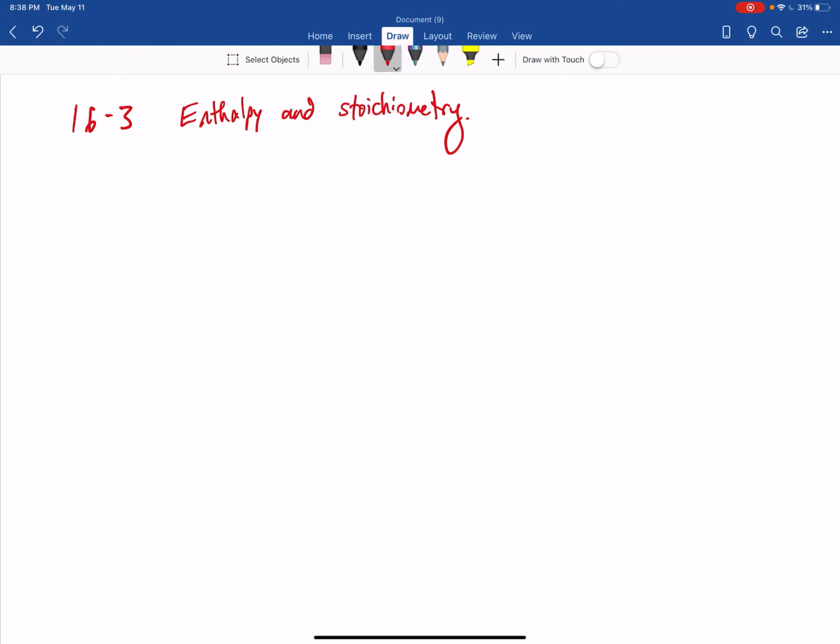Hi there, welcome to a quick tutorial about enthalpy and stoichiometry. So I'm going to do one of the questions coming from worksheet 16.3, which was titled enthalpy stoichiometry.